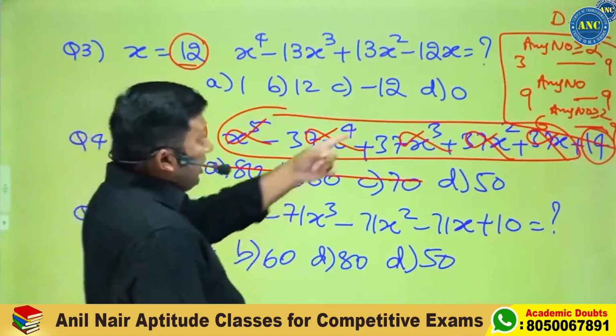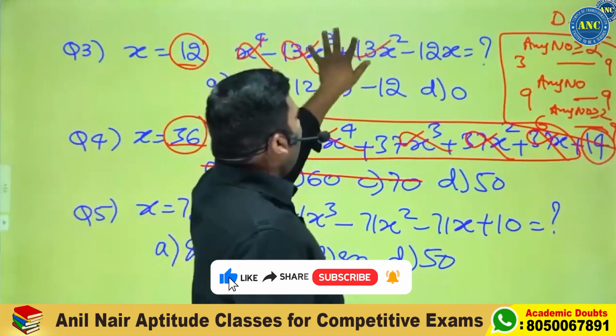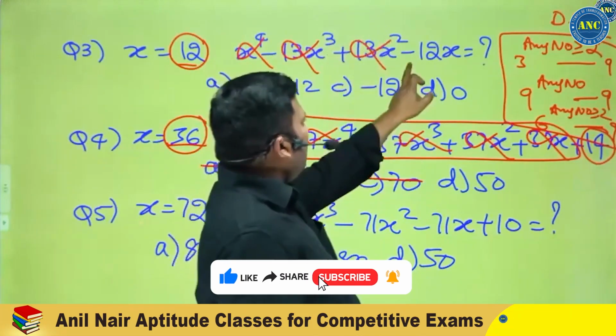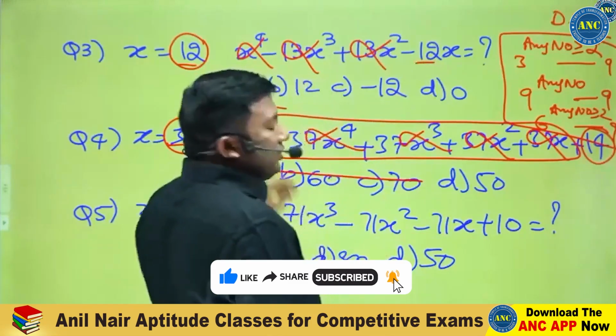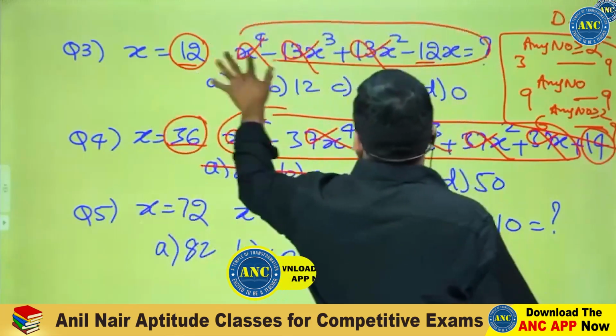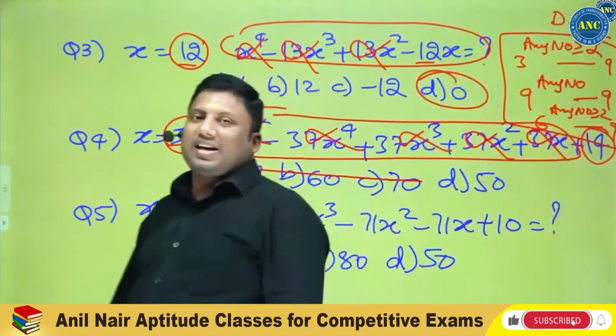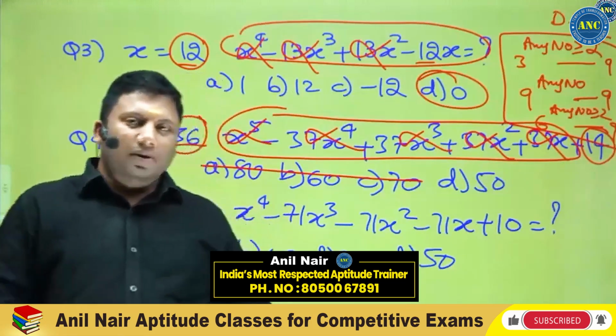12, it is 3. 3 power any natural number greater than or equivalent to 2. These all are divisible by 9. 12, it is 3. 3 threes are 9. This entire number is divisible by 9. Which option is representing 0? 0 means the answer is perfectly divisible by 9.